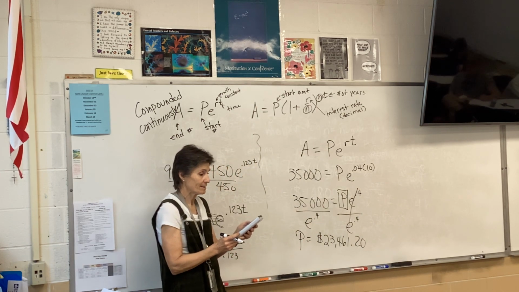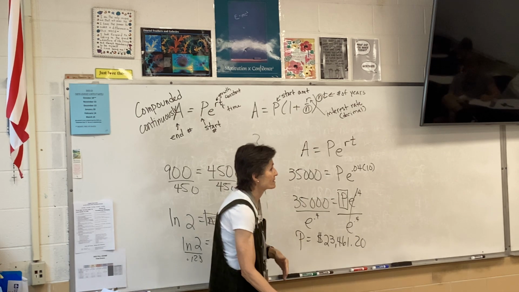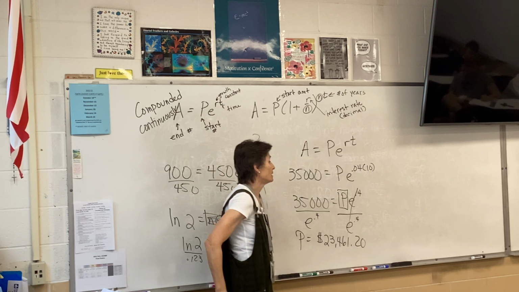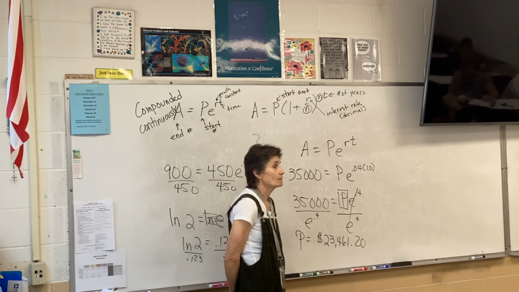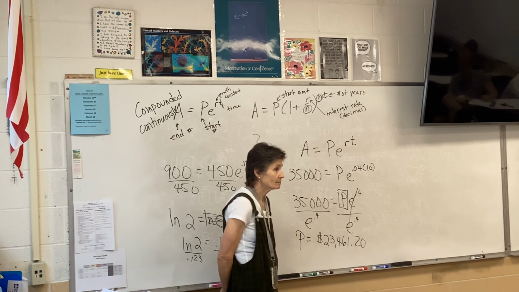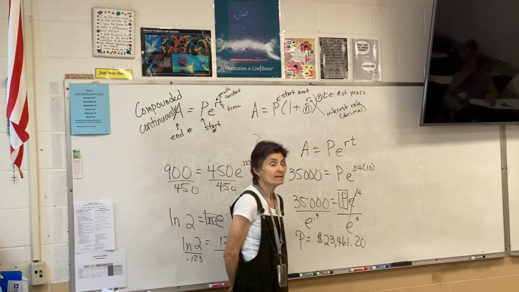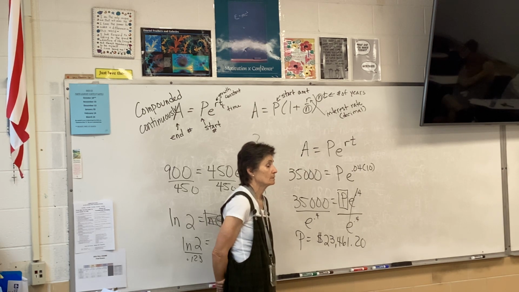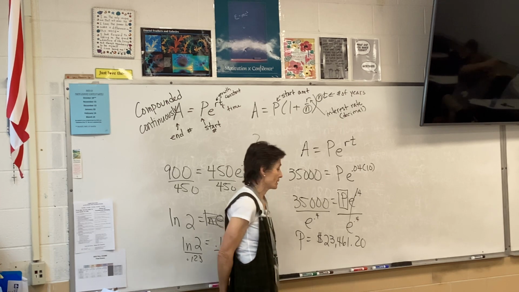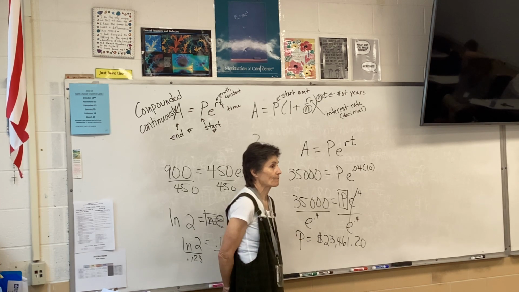Now, if you didn't, I want you to try again. Press the buttons that I tell you to press. Type in 35,000 divided by second ln 0.4 equals. Did you get this? Yep. 0.4.